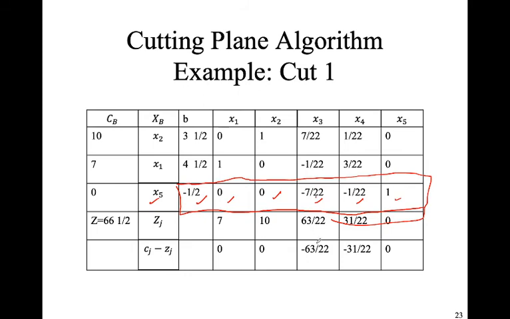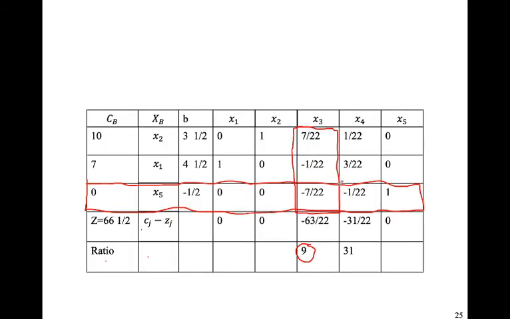So Cj minus Zj divided by the element of the key row. Okay. So for that we will be calculating the ratio here. Okay. So calculate the ratio. For this, it is Cj minus Zj divided by this one, and remember this ratio should be calculated corresponding to the negative values of Cj minus Zj. So 63 divided by 22, divided by 7 by 22. So 22 will cancel out, and then this would become 63 divided by 7, which is 9. Okay, and this is 31.